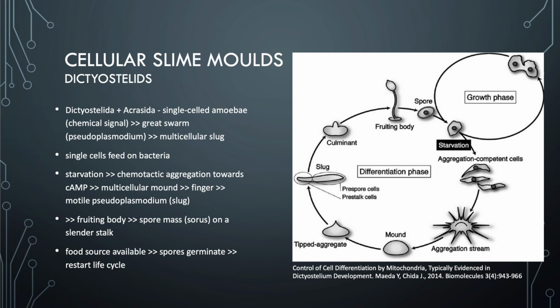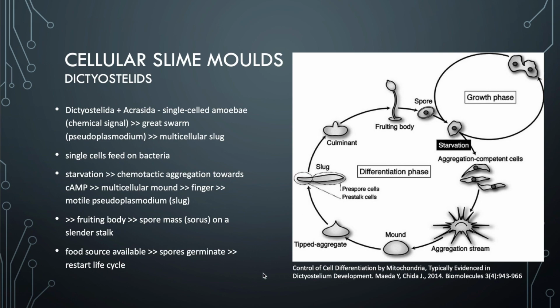And eventually this slug structure stops and it goes to this culminating point, looks like a Mexican hat, and then a stalk is formed from this. So these cells will die, and then the reproducing cells will form spores, and the spores disperse. So this is the sorus.